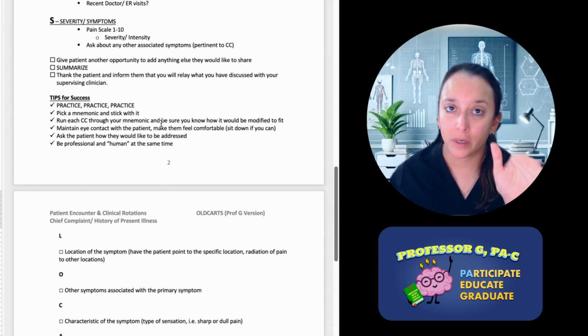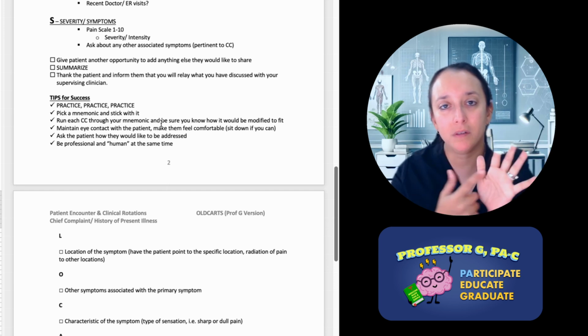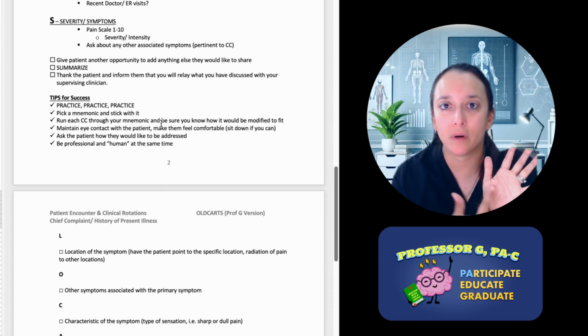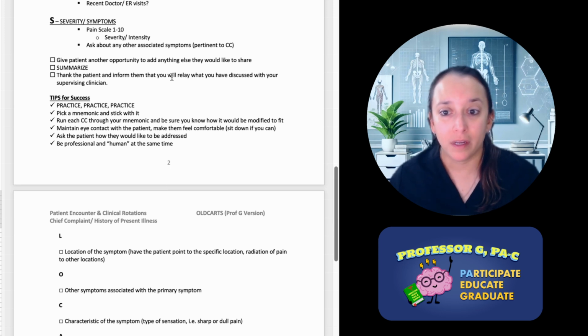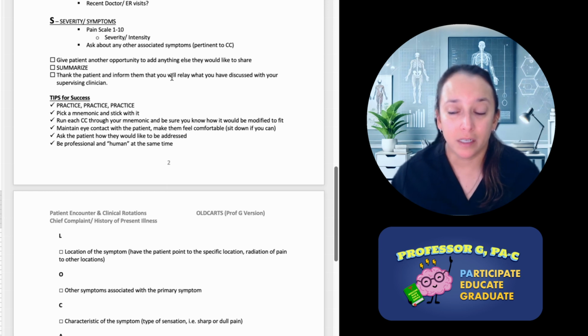And that's why it's important to have your cheat sheet, your little notes, because I don't expect you to read it word for word, but you can help remind yourself of the answers that they shared with you. After you've summarized and you've clarified everything, then you'll thank the patient and inform them that you'll relay whatever you've discussed with them to your supervising clinician, whether it be an MD or PA.